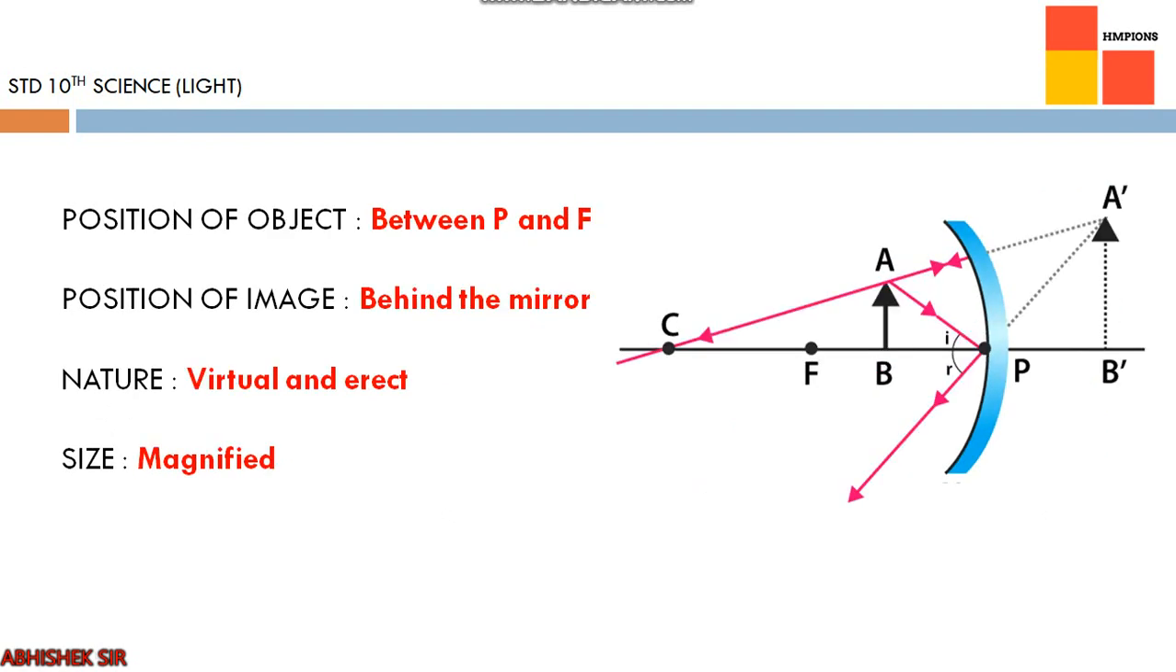Moving on to the next one. If the object is kept between F and P, what will happen? You see the light rays are coming but they are not meeting actually, so we have to elongate them on the back side. That is why the position of the image is behind the mirror. The nature is virtual and erect, and the size, you can see, is magnified.